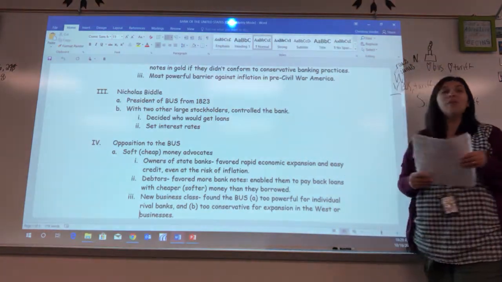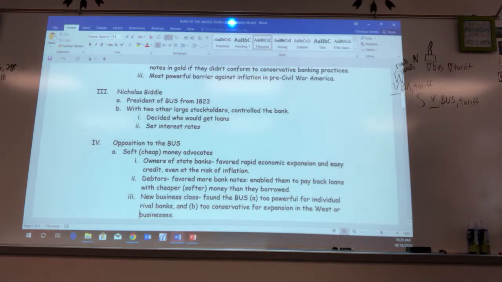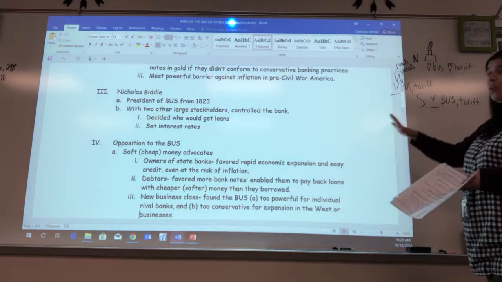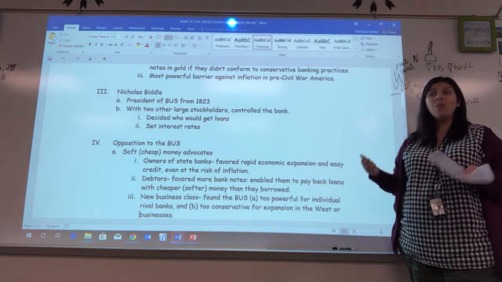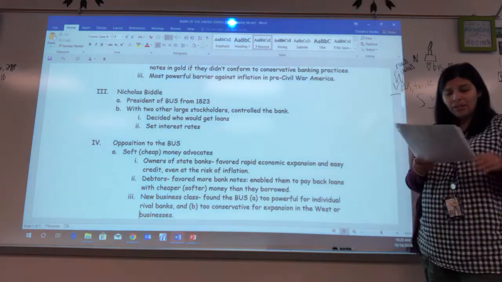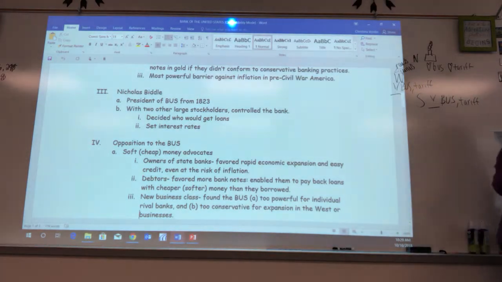Who do you think he's going to charge a high interest rate to? The poor. And so this is why many people feel that Nicholas Biddle and the Bank of the United States is corrupt. Because who are they going to lend to? Who are they going to give preferential treatment to? The rich. Okay, so do y'all get the second part of 21?